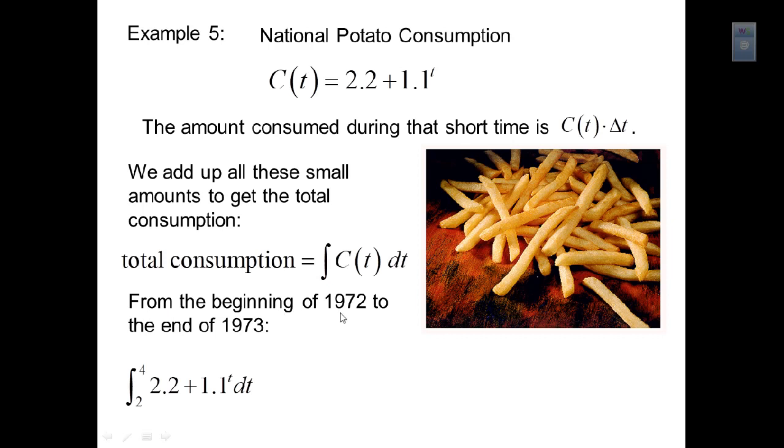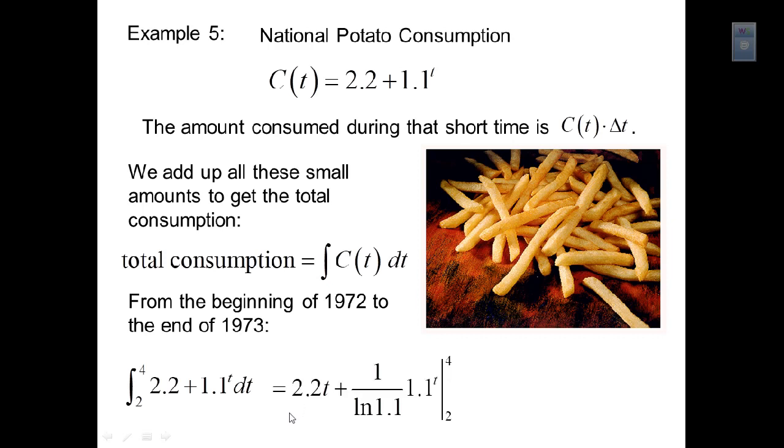So, from the beginning of 1972 to the end of 1973, now remember, t is based on 1970 being 0. So the beginning of 1972 is 2. The end of 1973 is when 1974 started, so it'd be 4. So that's why we're integrating from 2 to 4, and this is nothing more than C of t dt.